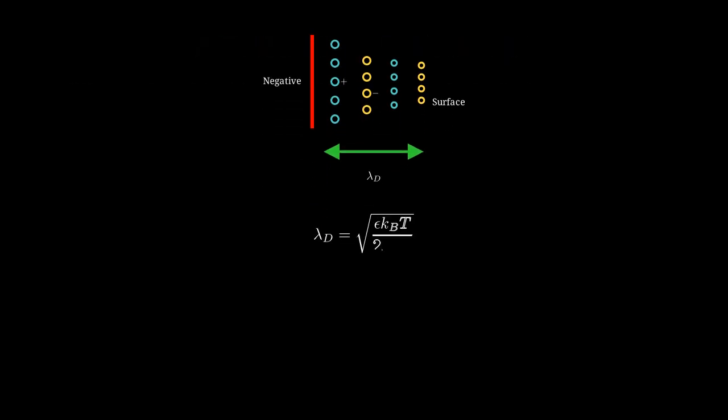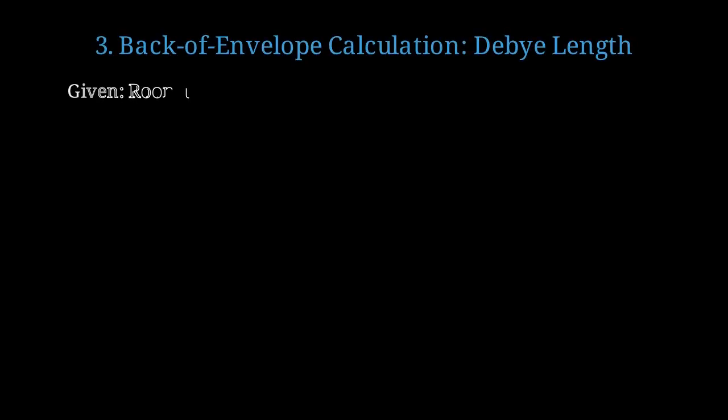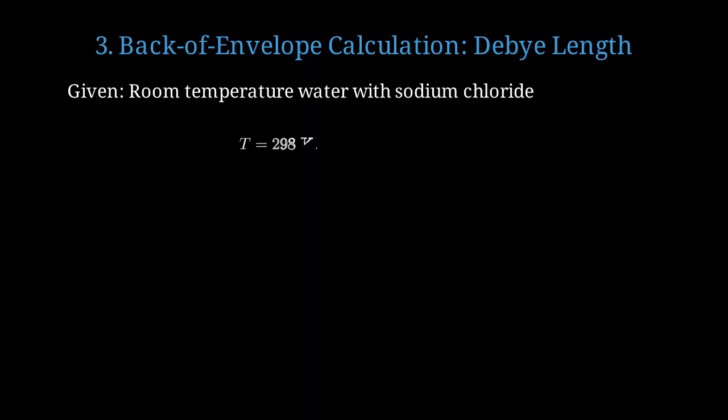The Debye length is given by this formula, where epsilon is permittivity, Kb is Boltzmann constant, T is temperature, N0 is ion concentration, and E is elementary charge. Let's calculate the Debye length for a typical aqueous solution. Consider room temperature water with sodium chloride dissolved in it. Temperature is 298 Kelvin, and ion concentration is 1 millimolar, which equals 10 to the negative 3rd molar.